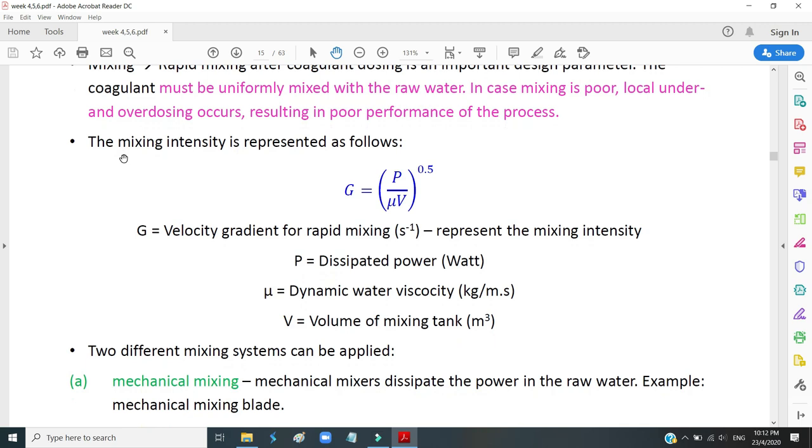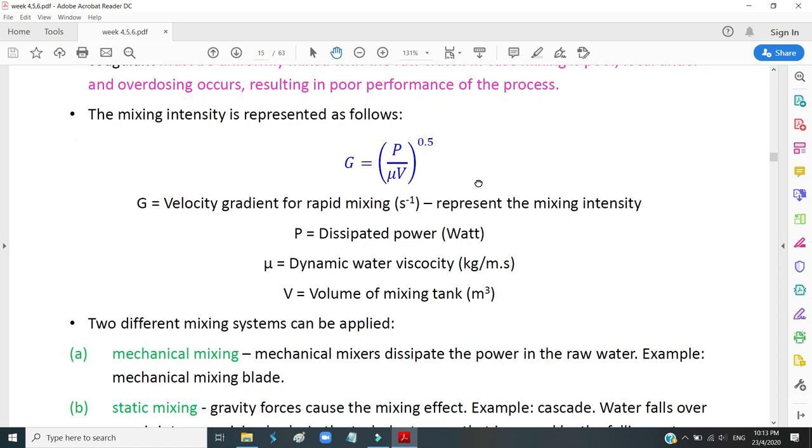And then the formula. The mixing intensity is represented as follows. So we have this formula. G is the velocity gradient for rapid mixing, in s^-1, which is 1 divided by time. And then P is the dissipated power in watts, and then mu, which is the dynamic water viscosity, in kg per meter second, and also V, the volume of the mixing tank in cubic meters.